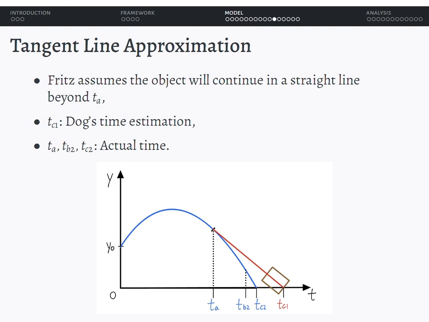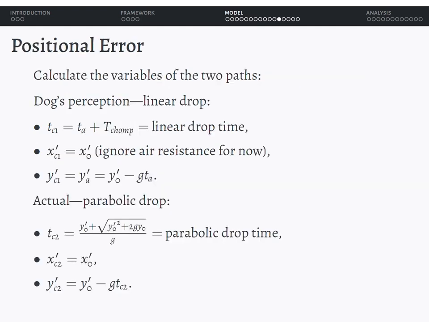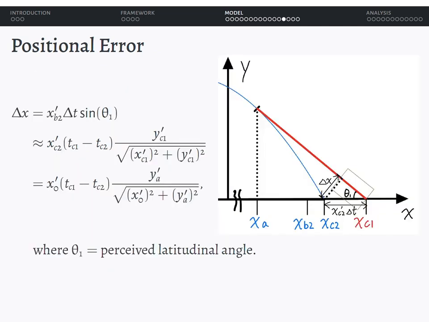We add subscript 1 to denote Fritz's perceived time, and 2 for the actual time. Here are the calculations of the time and velocity at the time when the dog thinks the object reaches its cheek, and when it actually reaches its cheek. We ignore air resistance for now, assuming the x velocity stays constant. Then the x position error due to parabola misestimation equals the product of x speed, the time difference between the reality and approximation, and the sine of the trajectory's latitudinal angle.